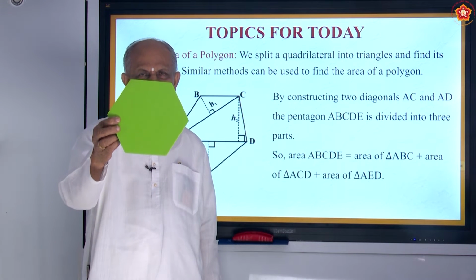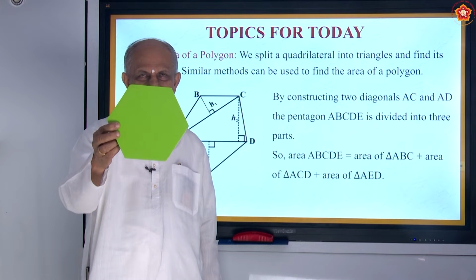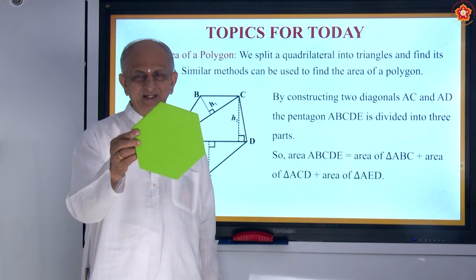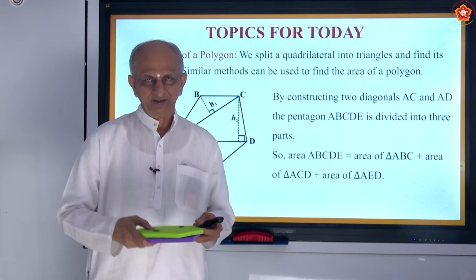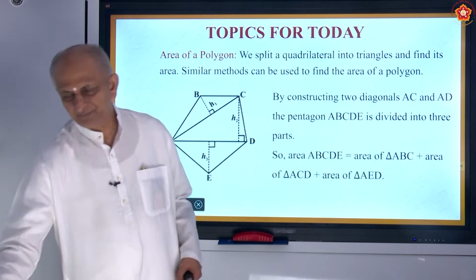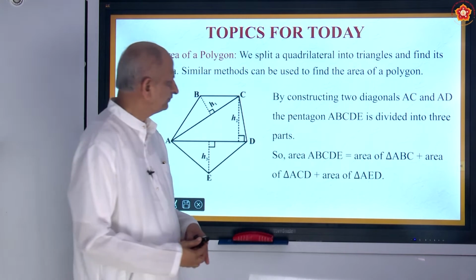Hexagon. Are you seeing? You can also do it. Here you must take each angle as 120 degrees. Here each angle is 108 degrees. So these are some of the examples of polygons.